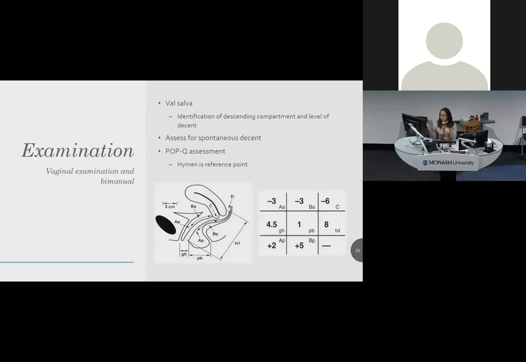I just thought I'd show you an example here because when I was you guys and I was going to all these clinics, I was like, what the hell is that and what are they looking at? So basically they've got these nine different things that they look at, what's descending and where, how far they've descended. And that's where they get their numbers from. Negative means above the hymen, and positive means below the hymen. And a dash means it hasn't moved from where the hymen is.